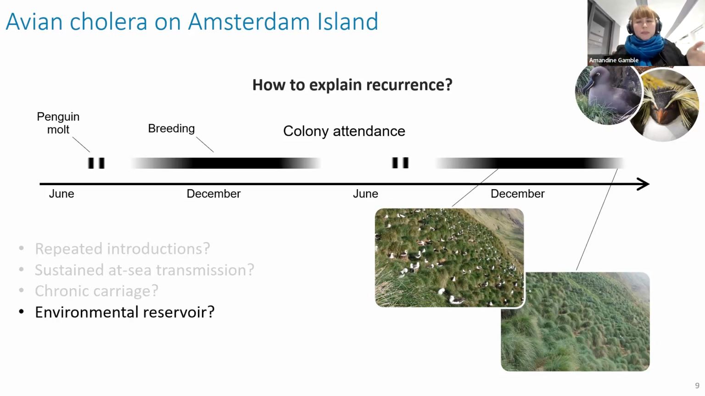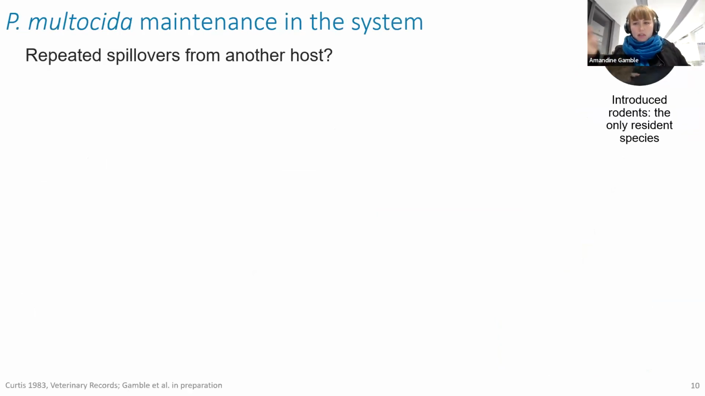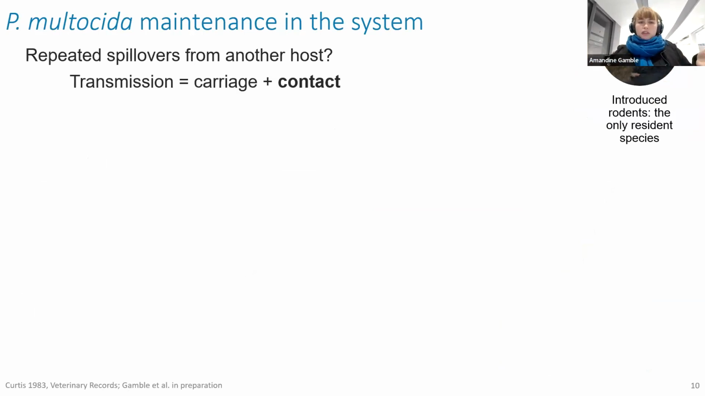Maybe an environmental reservoir. So it's very hard, obviously, to rule that out completely, but we looked for it. We never found any evidence, so maybe, but not sure. But then there's one last thing that came to our mind quite late, but it's that maybe there are repeated spillovers from another species on the island. And I told you about the birds. The birds that we know are on the island, but there's another species that I haven't mentioned, and that's introduced rats. We also have mice. And so eventually we were wondering, maybe they are carrying the pathogen and transmitting it to the birds, and they are the ones playing as reservoir in the system.